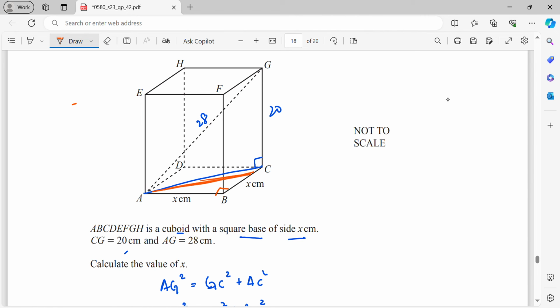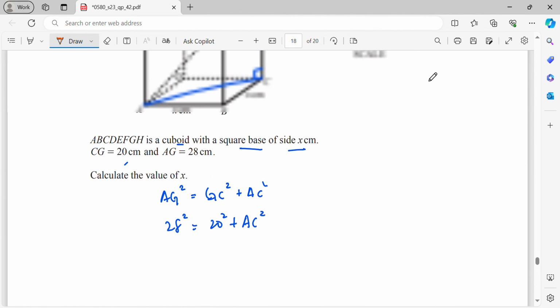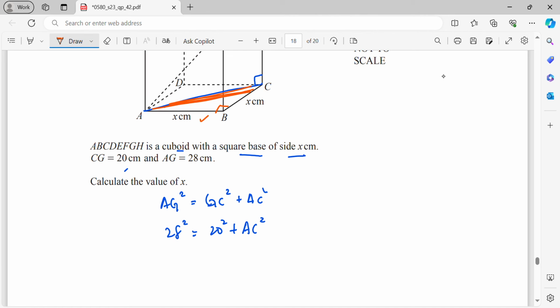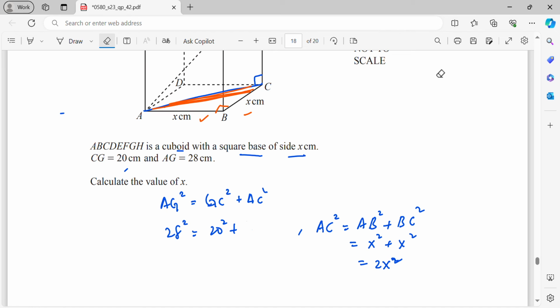This is the hypotenuse, right? So basically my AC is x squared plus x squared. Now look at here, AC squared equals AB squared plus BC squared, which is x squared plus x squared. Okay, so which is 2x squared. So now I will just replace. So that means this AC squared I will just change to 2x squared.